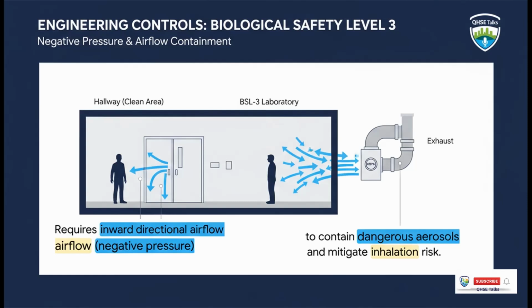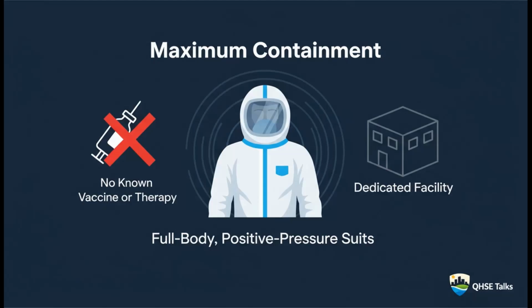The single defining feature of a BSL-3 lab is its advanced engineering controls. You absolutely must know that it requires inward directional airflow, also known as negative pressure. This is a secondary barrier, and its whole job is to contain dangerous aerosols and stop them from ever escaping the lab. It's all about controlling that inhalation risk. And at the very peak of the pyramid, we have BSL-4.